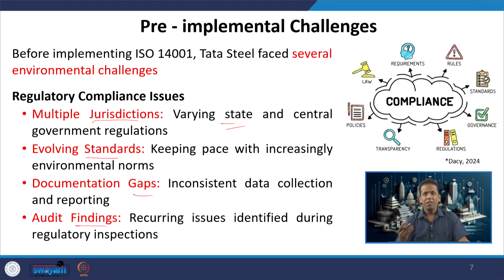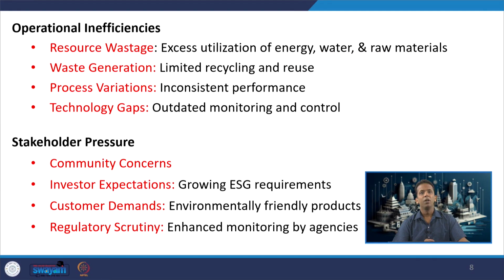So, audit is done every year and there are some recurring issues which are identified during regulatory inspections, those need to be addressed. So, these are different types of compliance issues, and the second one is operational inefficiencies, because it needs a lot of energy, water and raw material. So, if they are used in excess, there is a wastage of resources, but how would you know whether it is excess utilized or underutilized?